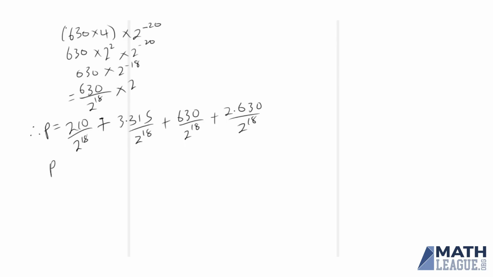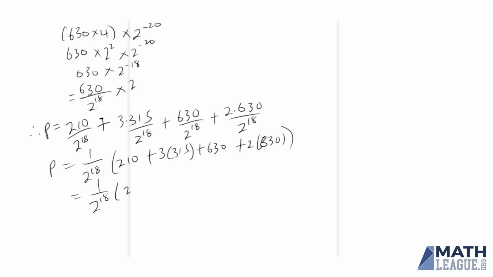When you factor out 1 on the 2 to the power 18, then I'll be left with 210 plus 3 times 315 plus 630, then plus 2 times 630. Of course, let me do it step by step so that we know that this will be 210. Then we have 3 times 315. Let me use my calculator. Sorry, this is 210 plus 945 plus 630. And I think this is going to be 1,260. Let me confirm with my calculator first. Yes, that is it.